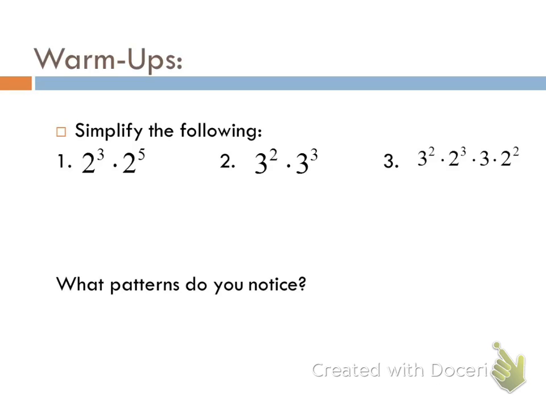Exponents. An exponent means we are multiplying the base, the big number, by itself however many times the exponent tells us to. So 2 to the third we could write out as 2 times 2 times 2. That's just 2 to the third, 3 2's multiplied together. And then there's a big times sign in between those. 2 to the fifth is going to be how many 2's? 5 of them.